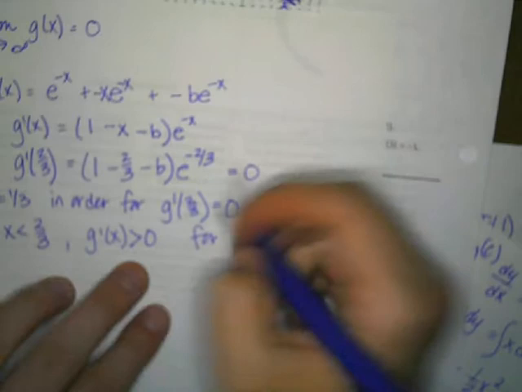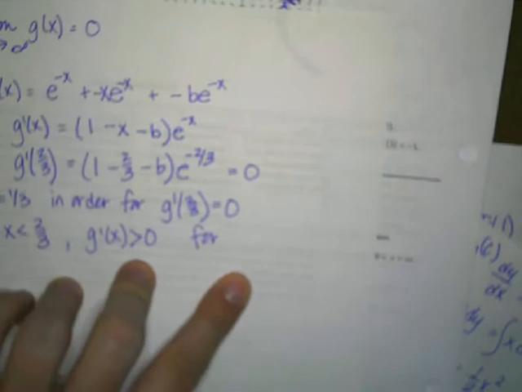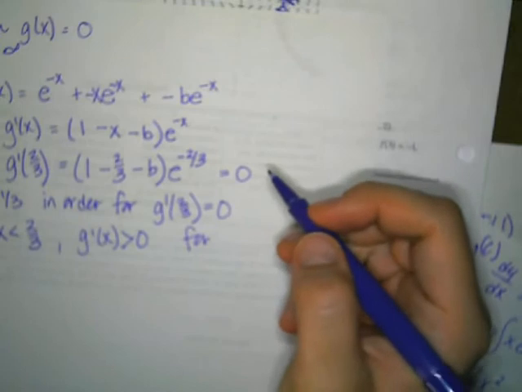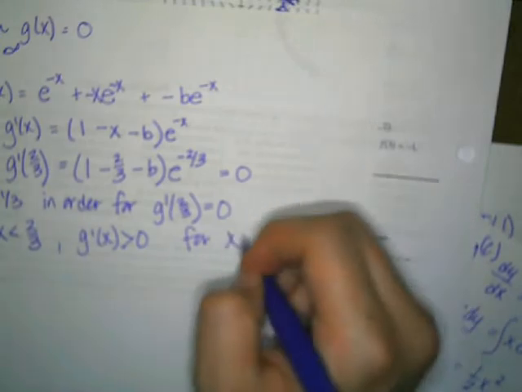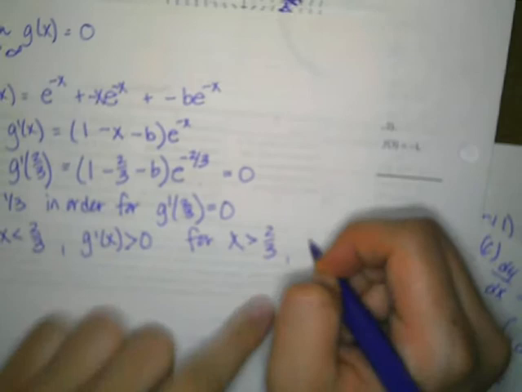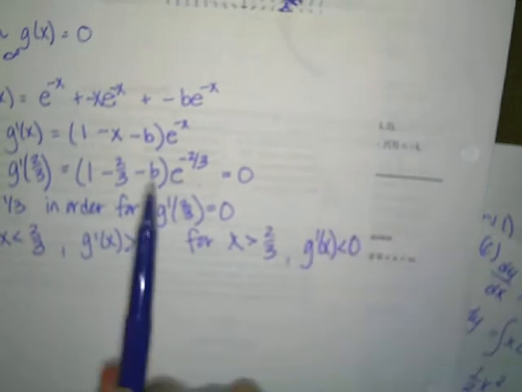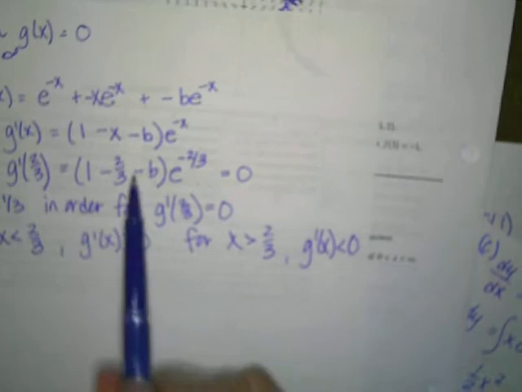And for, sorry, I just looked at the time. For x less than 2/3, your derivative is greater than 0. And then for x greater than 2/3, g prime of x would be less than 0. Again, because if this is a bigger value, then inside parentheses there you'd have a negative number.